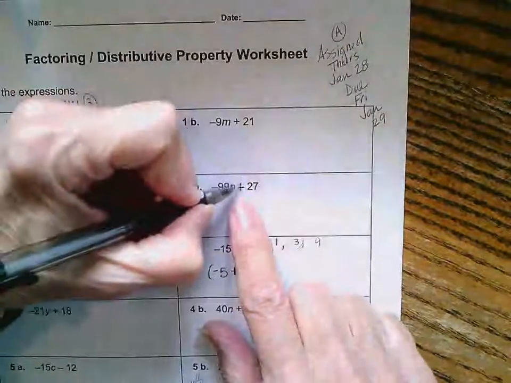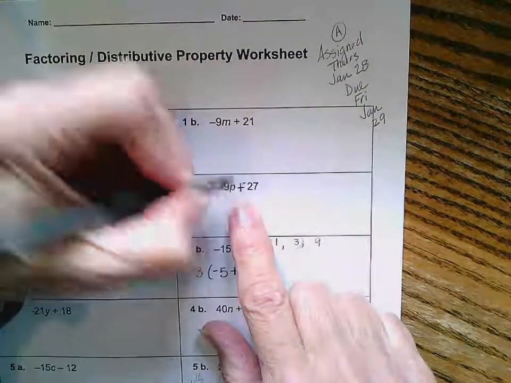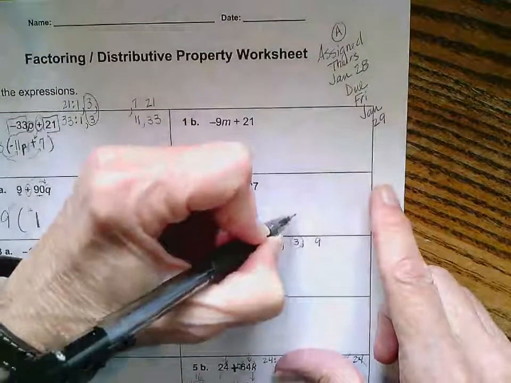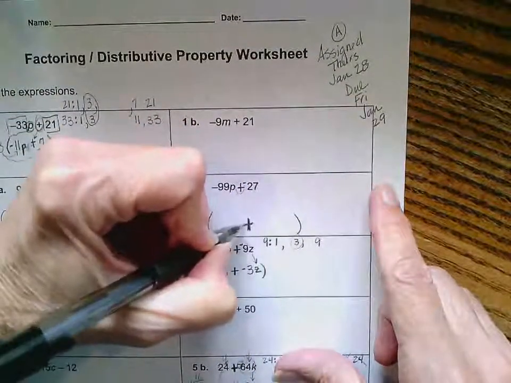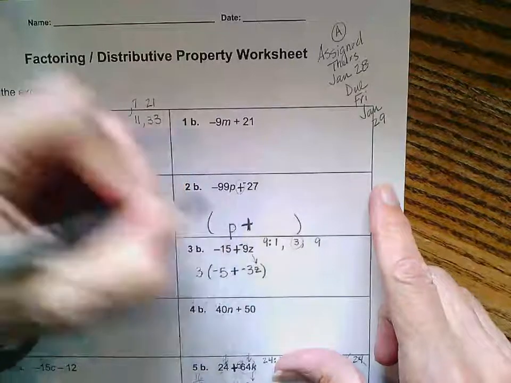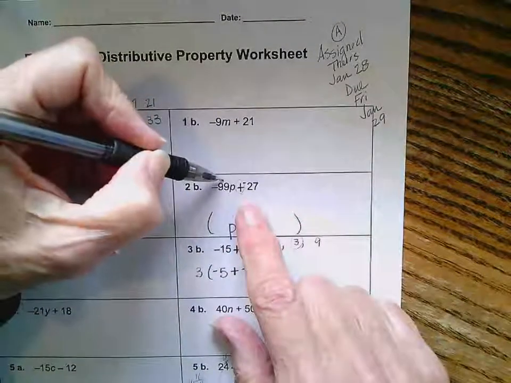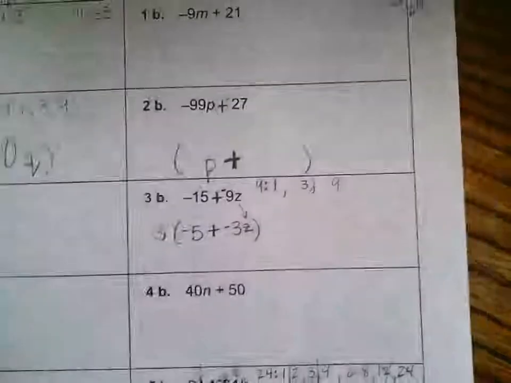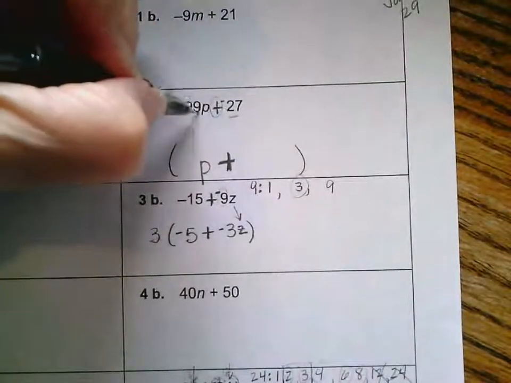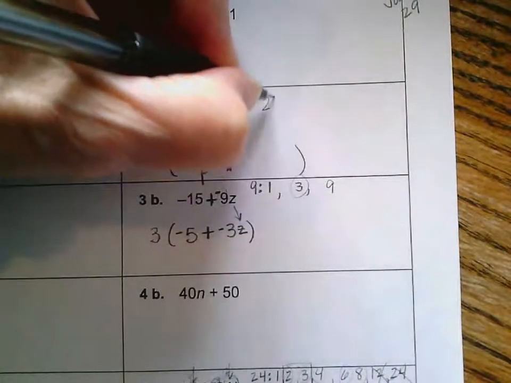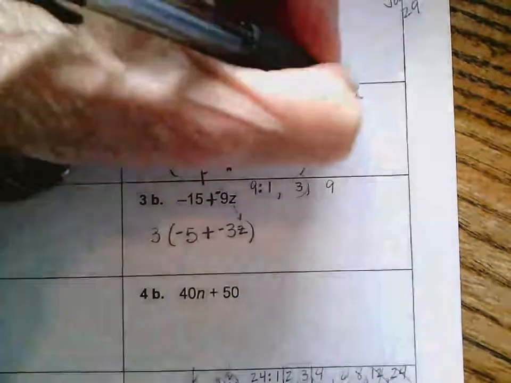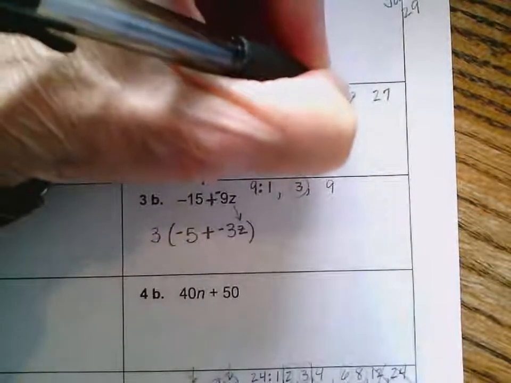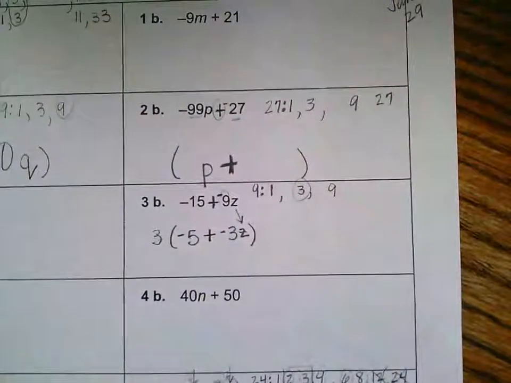I'm going to change this to an addition sign and this to a subtraction sign. I have one sign, so I'm going to bring my sign down. I have a variable p. Now I have to ask myself, what's the greatest common factor of 99 and 27? 27 is smaller than 99, so I'm going to list my factors of 27. 1 and 27, and 3 and 9. Those are the only factors for 27.